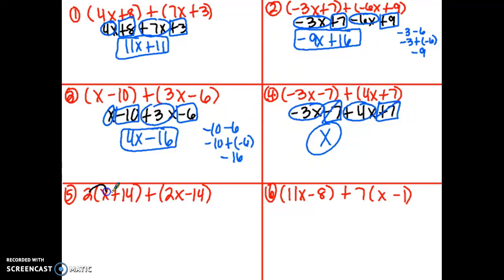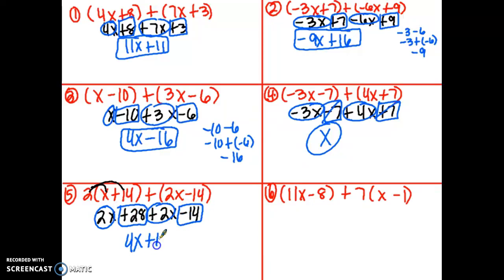Number 5, 2 times x is 2x. 2 times 14 is 28. Plus 2x minus 14, because there's nothing to distribute. Combine like terms. 2x plus 2x is 4x. And 28 minus 14 is 14. My answer is 4x plus 14.